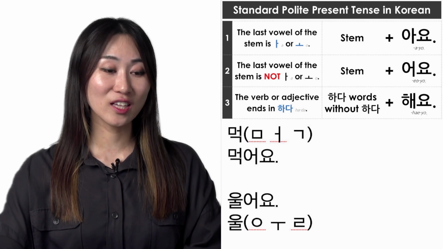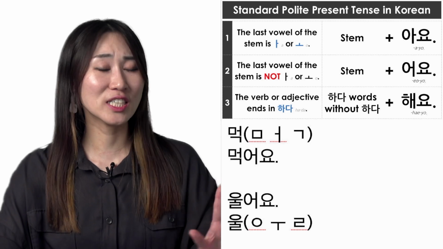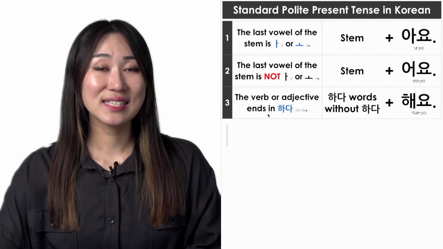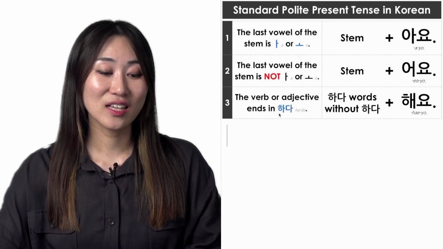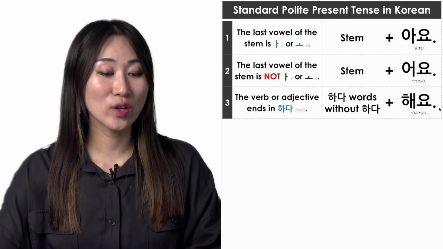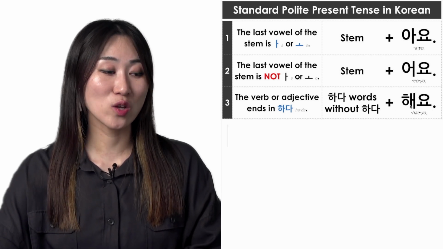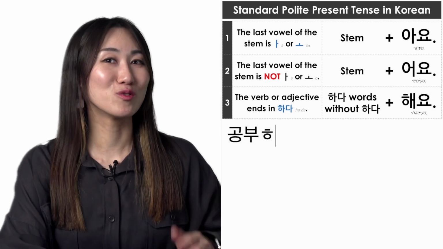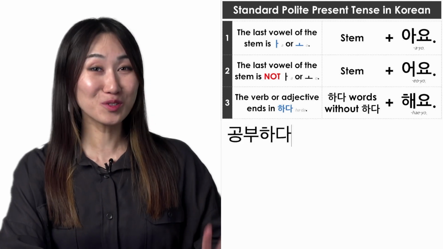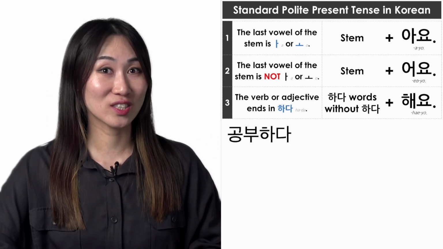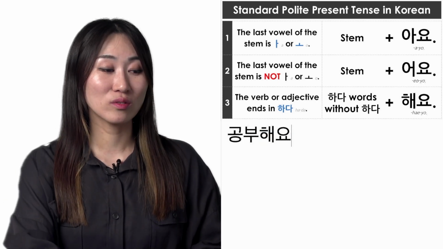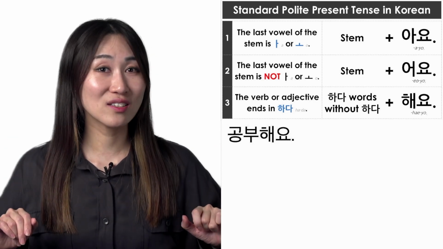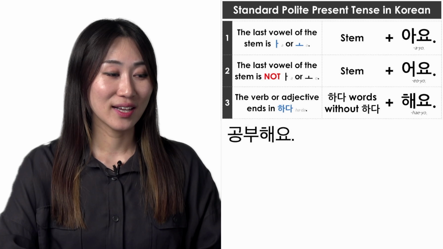Now let's look at the third one. It's very simple. If the verb or adjective ends in 하다, then replace 하다 with 해요. For example, 공부하다 means to study. Now replace 하다 with 해요. It means I study, they study, we study, he or she studies. So 공부해요. How about this?